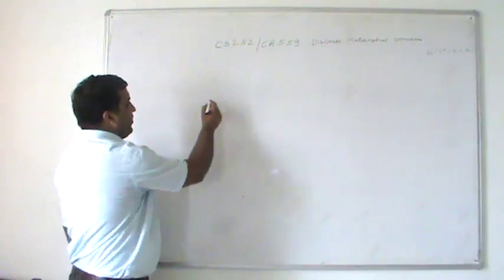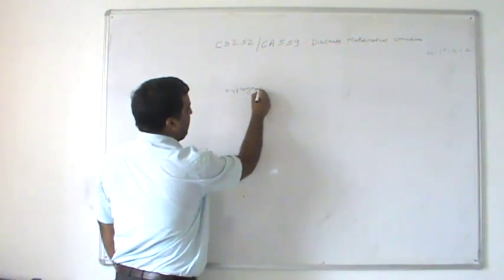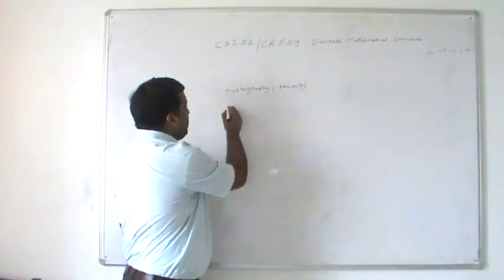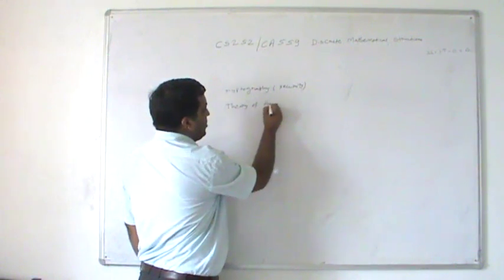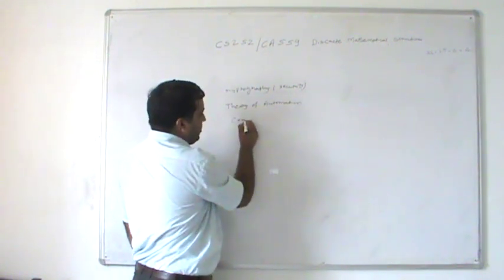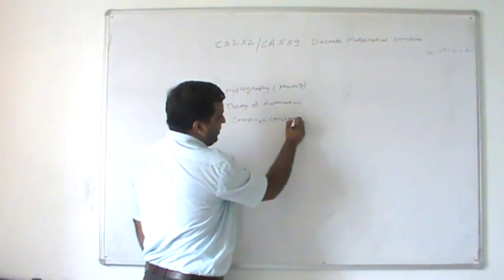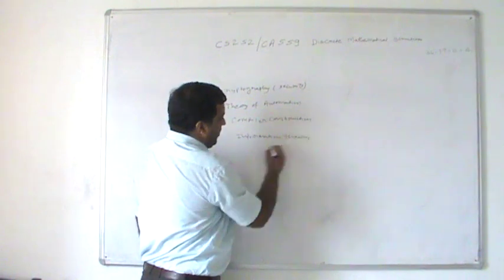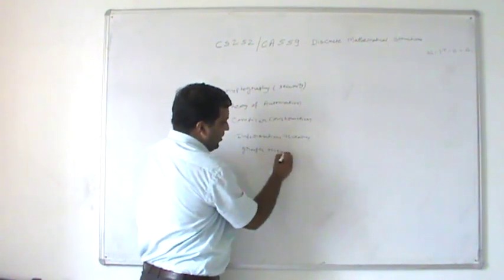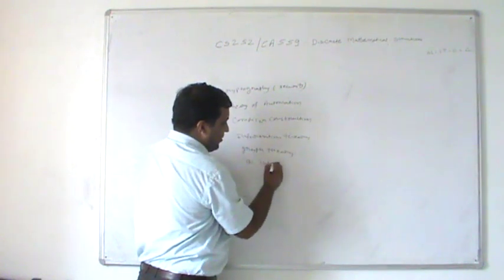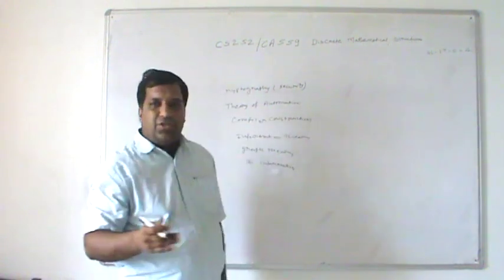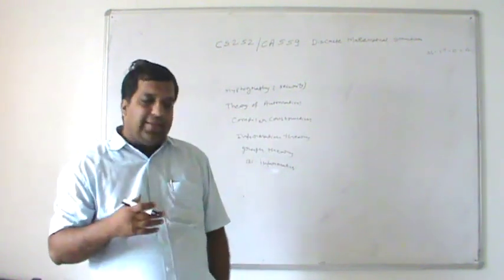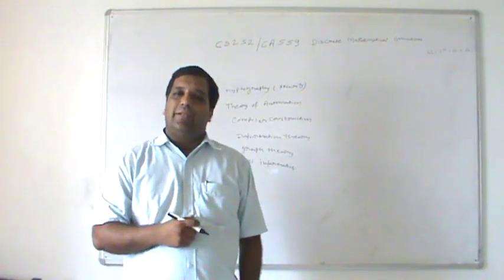So generally there is cryptography. For the purpose of security we require the concept of discrete mathematics. In theory of automation, in compiler construction, in information theory, graph theory, bioinformatics and pattern classification, these are the fields in which we have to use the concept of discrete mathematics. So because of the application of discrete mathematics in these various fields, that's why we require discrete mathematics in computer science.